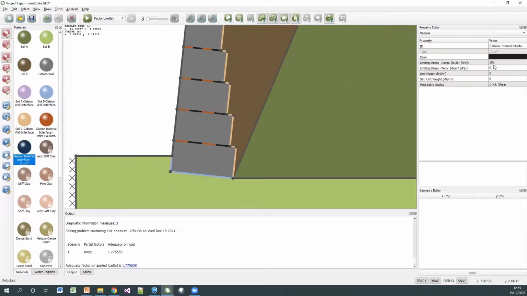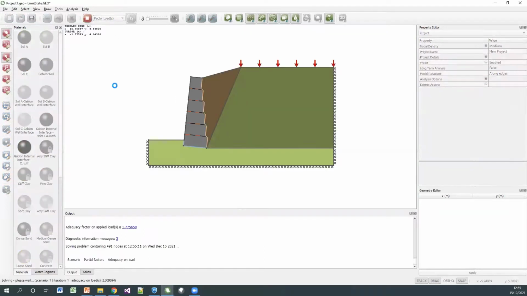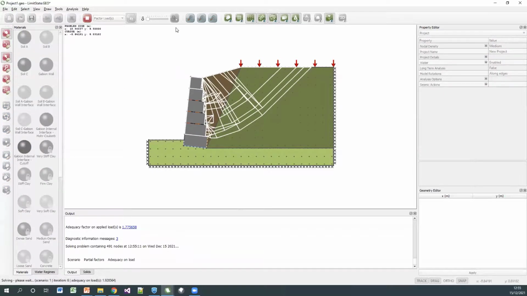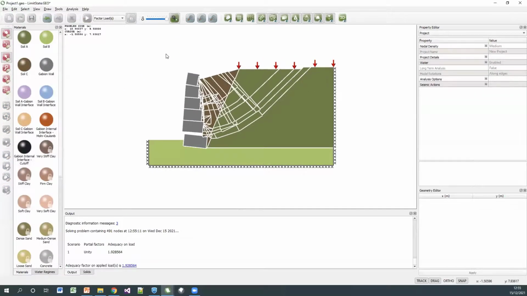So I can suppress that by making this 5000, for example, very high strength, and solve again. And actually that reverts us back to a sliding mode. So that crushing does allow that rotational failure. We're back to sliding essentially, but the adequacy factor has gone up because again, we've made the system stronger.